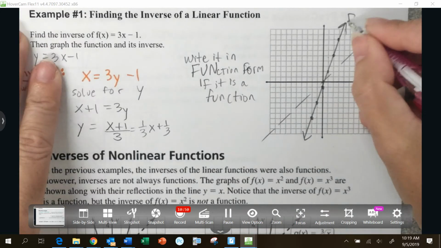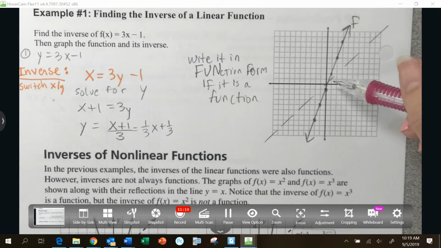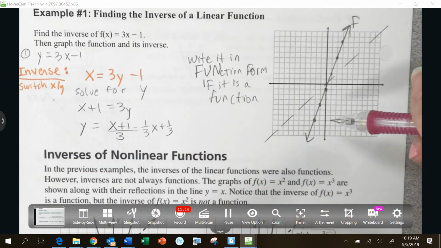Okay, so this is the f equation. How can I graph my inverse? There are two answers that I could think of right now. How can I graph my inverse? Take the ordered pairs of this graph and do what with them? Switch the x and y, and then graph those. Because as long as I've graphed this correctly, then if I switch the ordered pairs, that will be my inverse. That's one way I could do it.